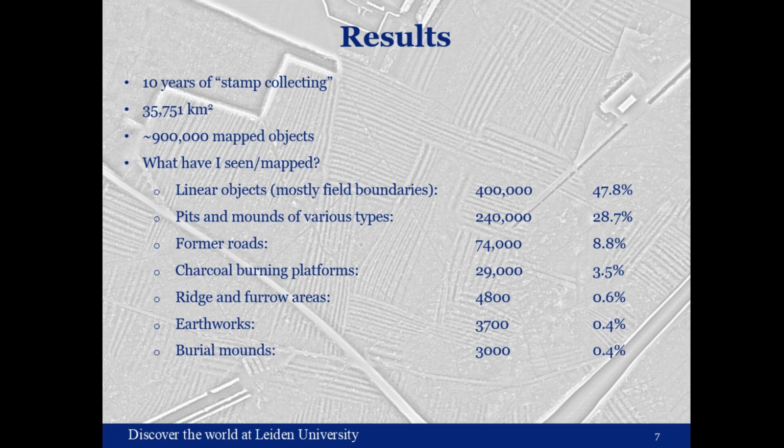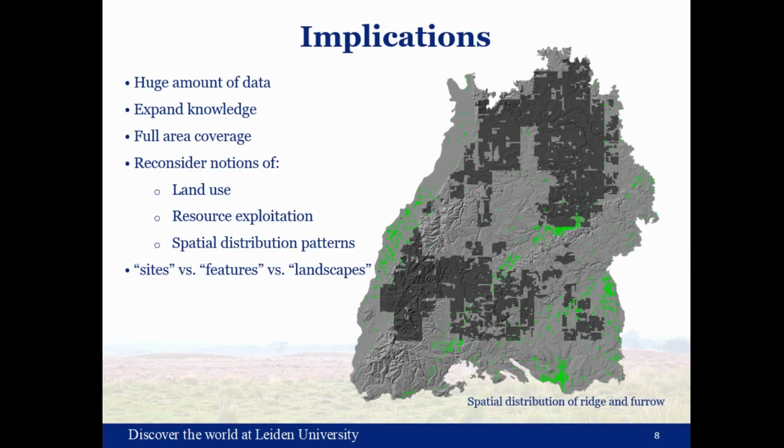So what's coming out of these 10 years of what I sometimes call stamp collecting is approaching 1 million mapped archaeological objects, most of which, as you can see, relate to resource exploitation and land use, field boundaries, ridge and furrow, things like that. And as you can see, there's almost 30,000 charcoal burning platforms, and we'll come back to these in a minute. Of course, producing that amount of archaeological data greatly expands our knowledge of the archaeology. It underpins the shift of perception from discrete sites towards archaeological features embedded within archaeological landscapes.